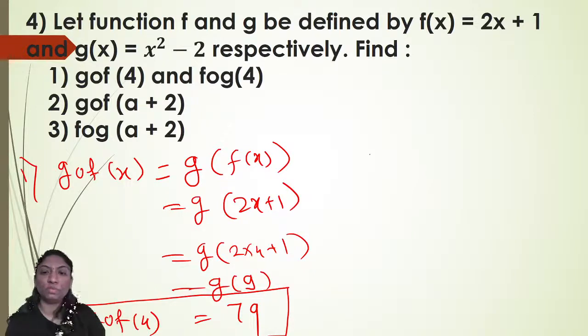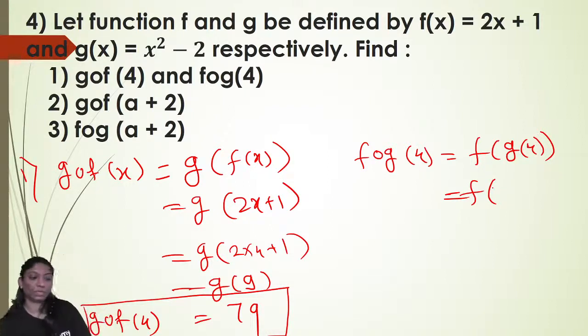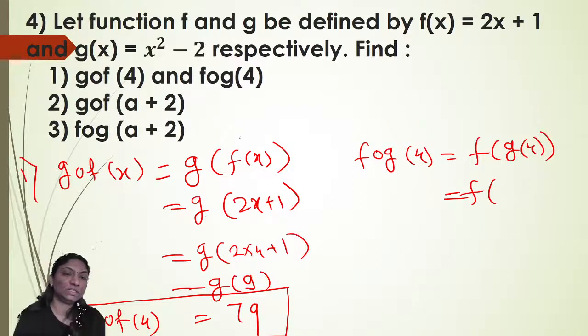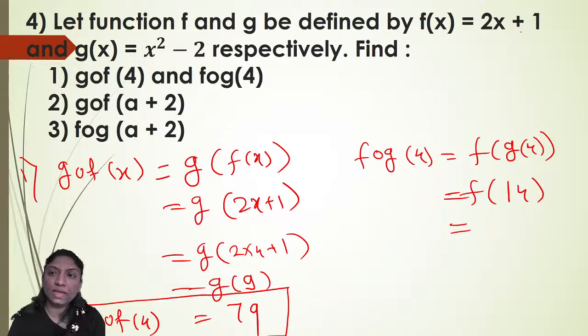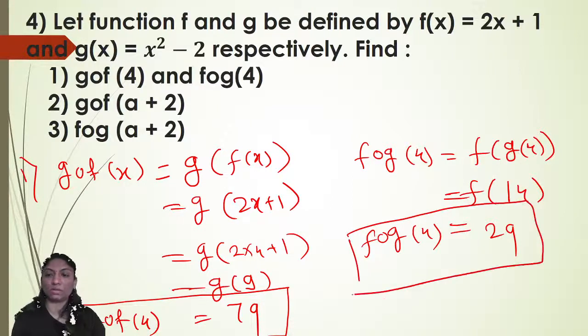And f composite g of 4, that we will find out. f composite g of 4 is equal to f of g of 4. So g of 4 is, sorry, 4 square. 4 square is 16 minus 2, 14. f of 14 is equal to 28 plus 1, 29. So f composite g of 4 is equal to 29.